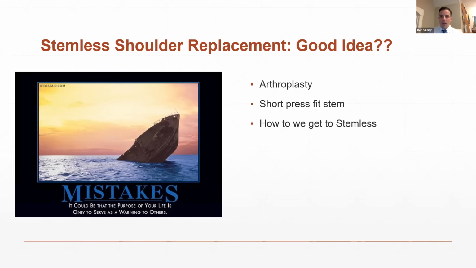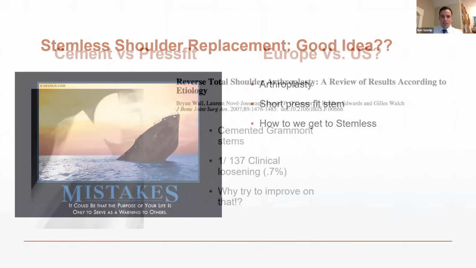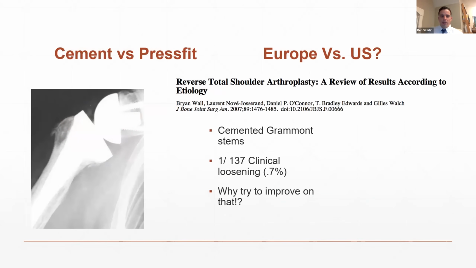We have to understand how we got there in the first place. And I think the big deal is knowing your history, right? So we used to use long stems, as you see on this picture on the left, all the way down the arm. In some of these smaller female patients, that really was all the way down the arm. And then we put cement down there. This was kind of a little bit geographic, Europe versus the US. And this is published by my fellowship director, all the way back in 2007.